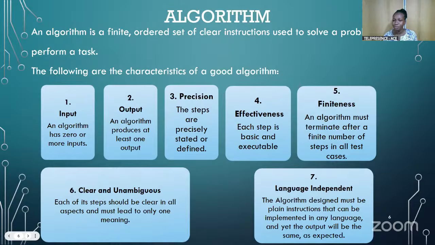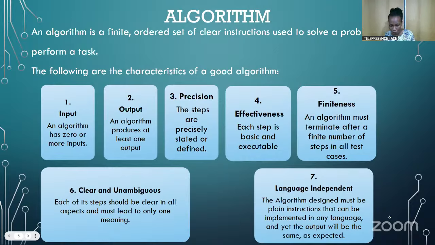It must be feasible. Then we have finiteness. An algorithm must terminate after a finite number of steps. Your algorithm should not be one that does not end. When you're talking about termination, you are saying that it has an end. If your algorithm does not have an end and is a continuous loop that does not end, then it is not a good algorithm. Then also your algorithm must be clear and unambiguous. Each of its steps should be clear. It should provide understanding and must lead to only one meaning, not several meanings, which can cause confusion.